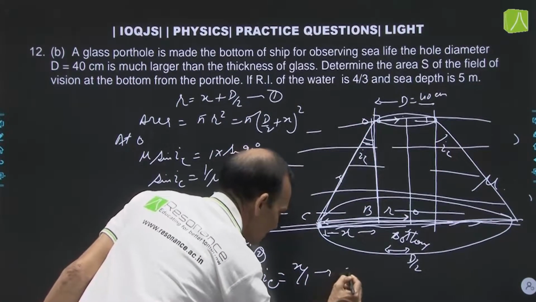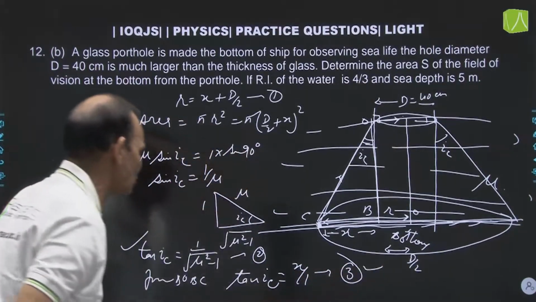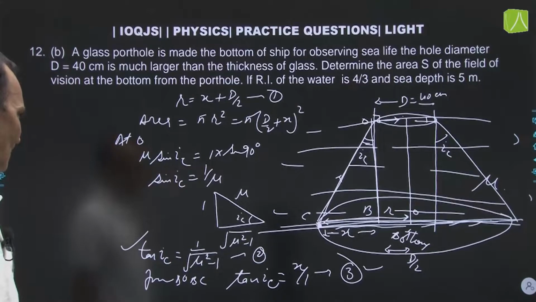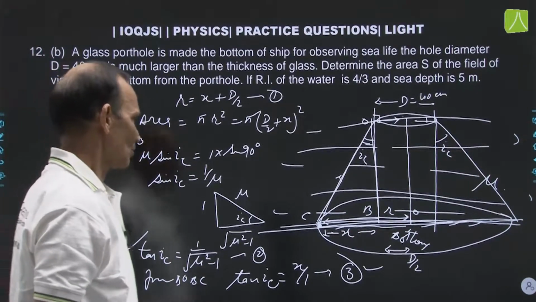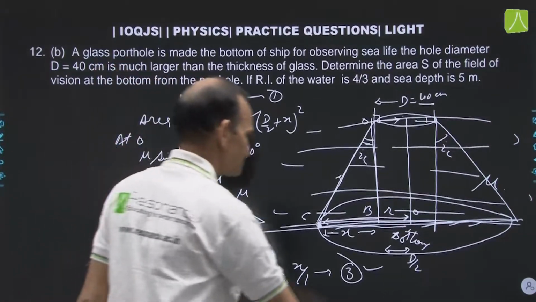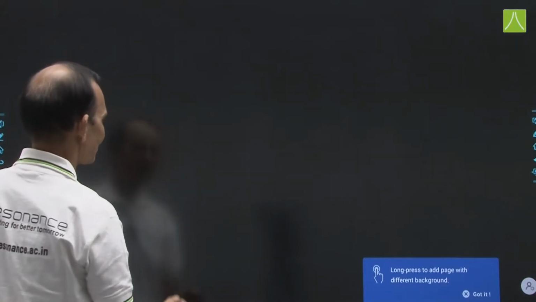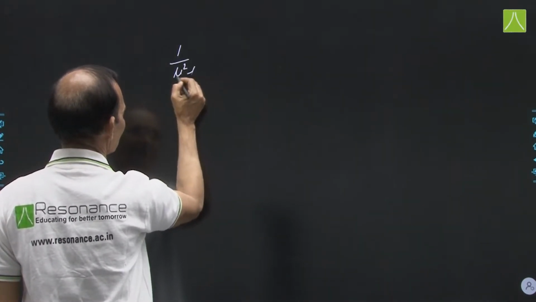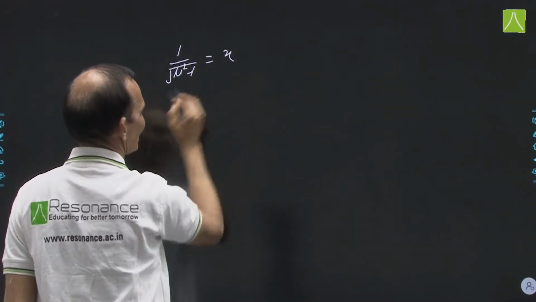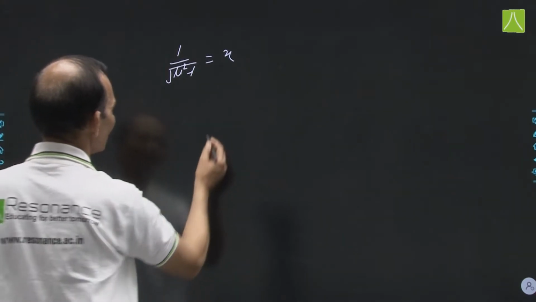It is number 3rd. Now think about equation 2nd and 3rd. Both are the values of tan IC. We can equate 2nd and 3rd. So 1 upon root of mu square minus 1 is equal to x upon 1. Clear? It is the value of x.